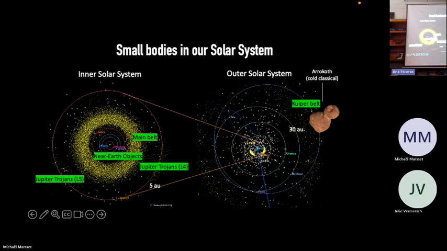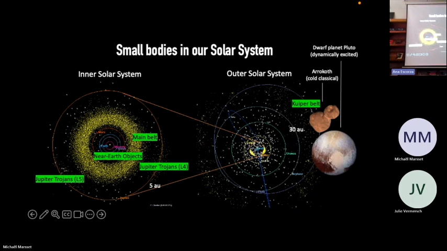Then there are objects which strongly interact with Neptune, and one of them is Pluto. So Pluto is in a 3:2 mean-motion resonance with Neptune. So each time Neptune goes 3 times around the Sun, Pluto goes twice, and Pluto even crosses the orbit of Neptune. But because they are in these synchronized orbits, it's never scattered by the planet. And there are a lot of TNOs like Pluto in these mean-motion resonances.